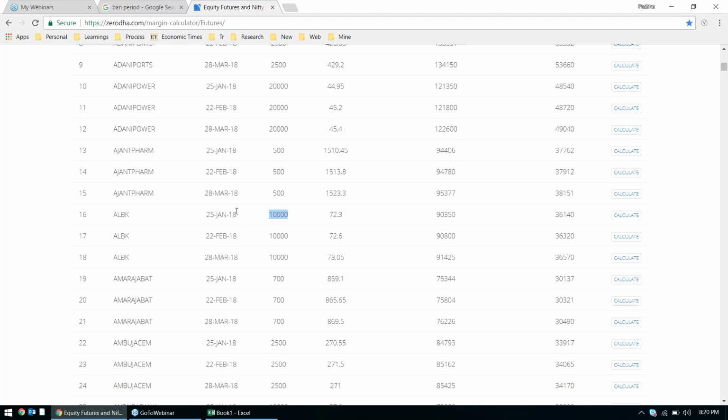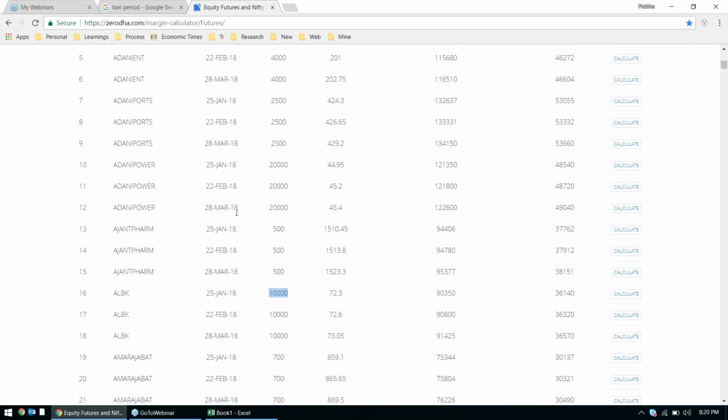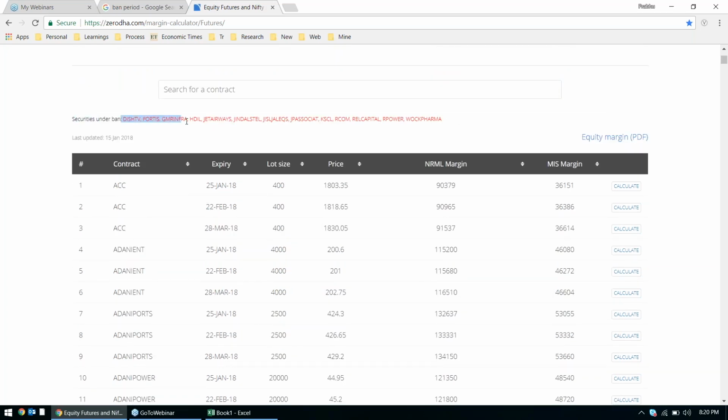So what are the ban period stocks for today? You can see under ban for today: Dish TV, Fortis, GMR Infra, HDIL, Jet Airways, Jindal Steel, JP Associates, Reliance Communications, Reliance Capital, Arpal Workforce. These 12 stocks are in ban period for today.